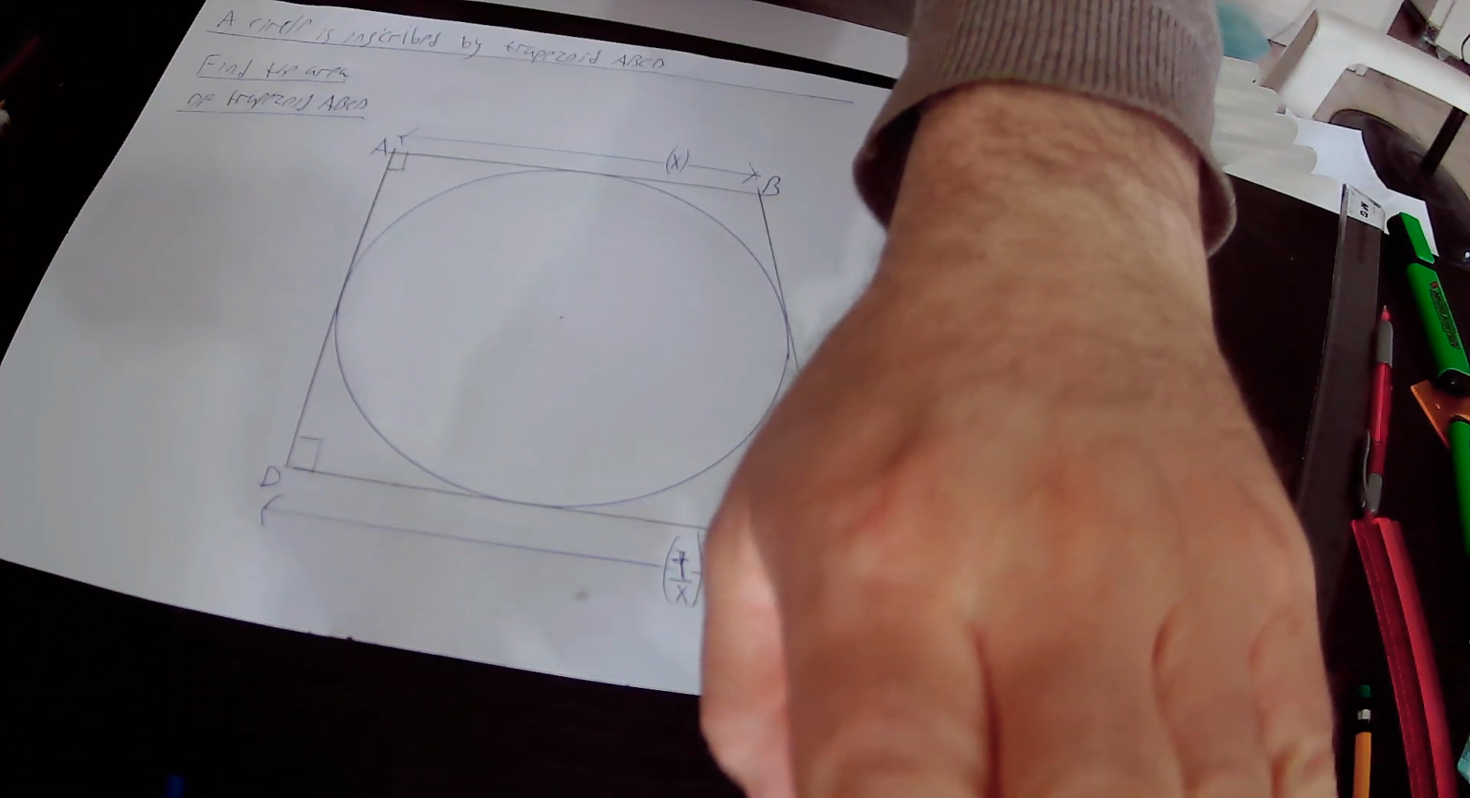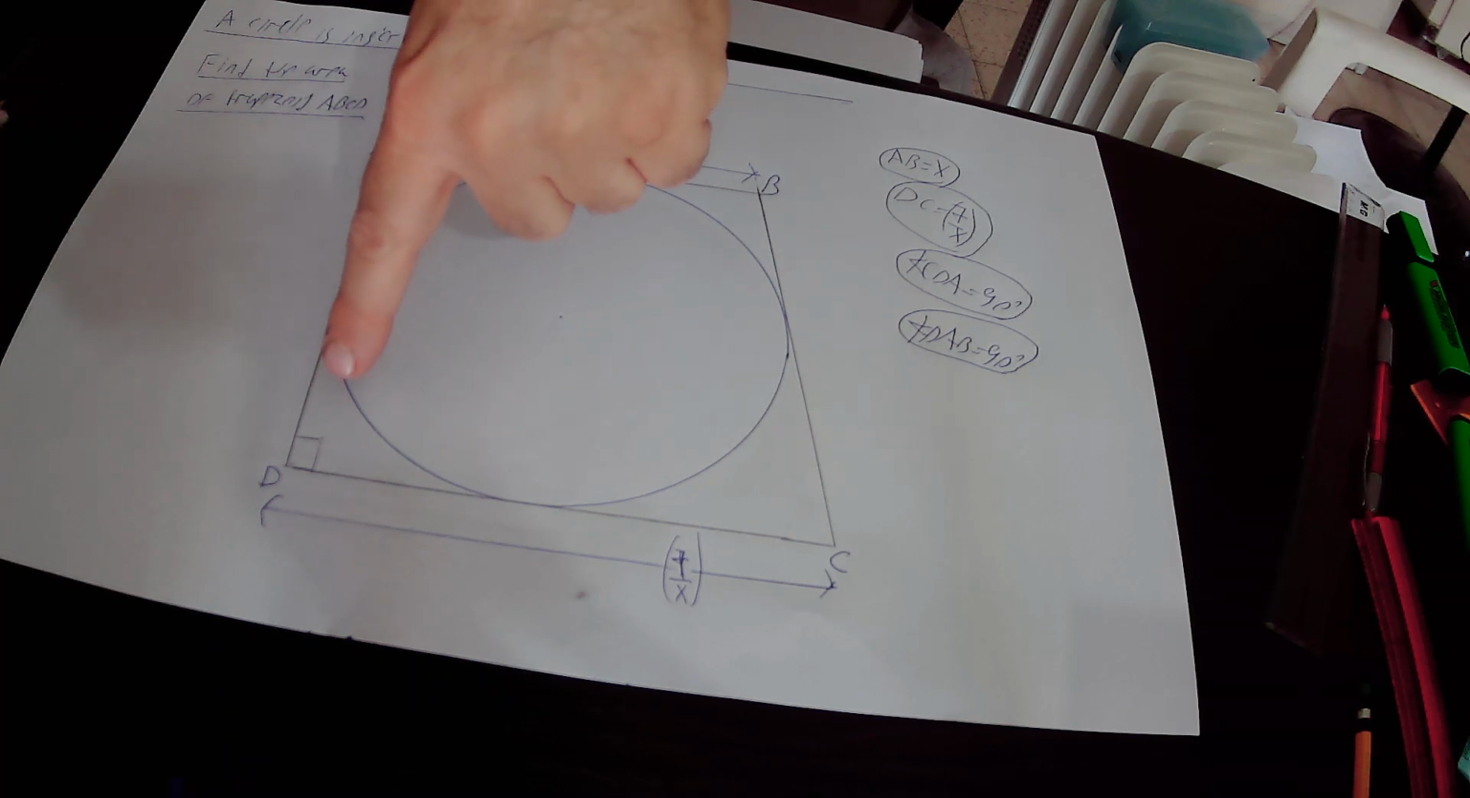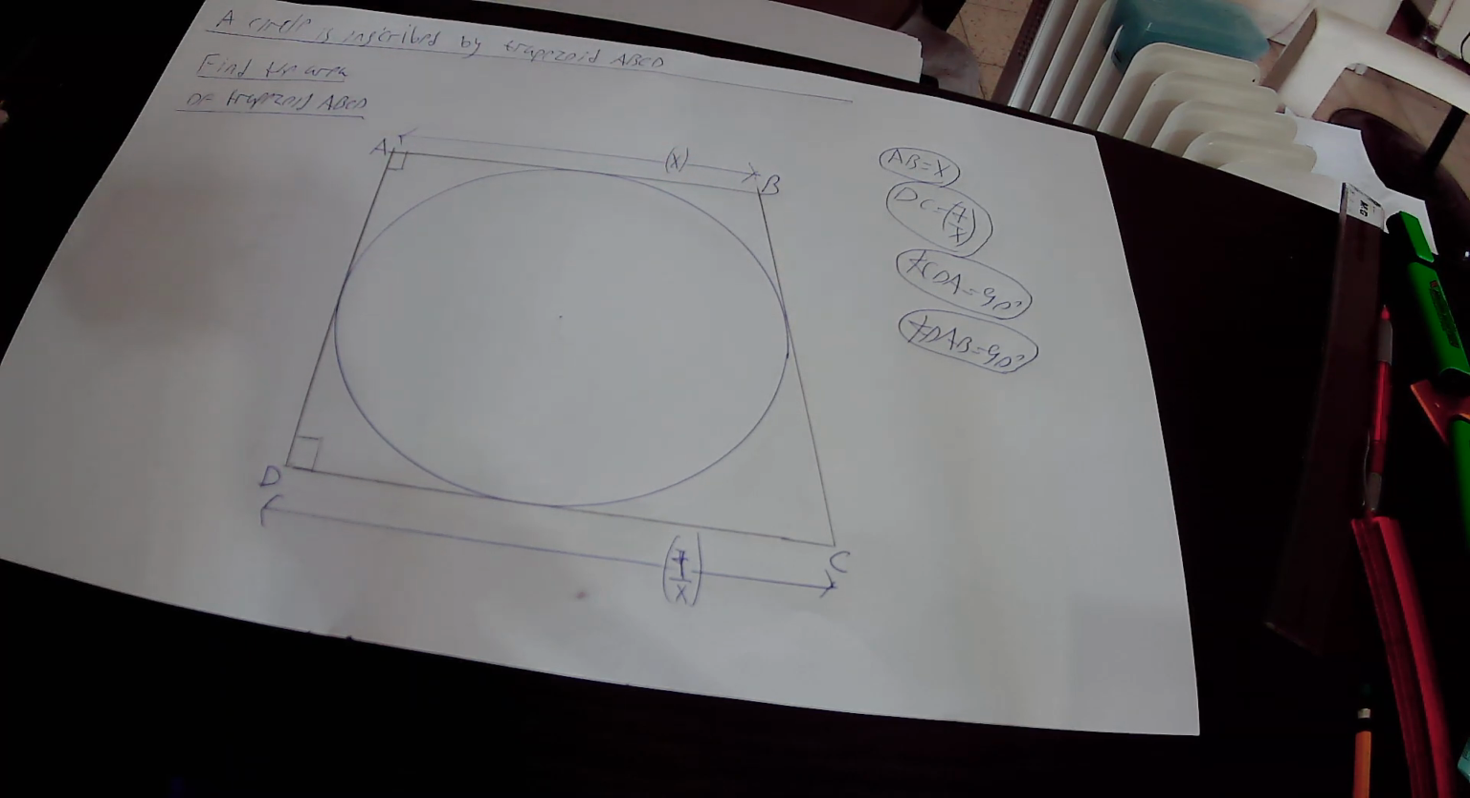And now in this lecture we'll find out the area of trapezoid ABCD. In the drawing we have a circle that is inscribed by trapezoid ABCD. In addition, you know that side AB of trapezoid ABCD equals x, and side DC equals x over 7. This is angle DAB, a right angle, and this is angle ABC, also a right angle. Again, our mission is to find the area of this trapezoid ABCD.